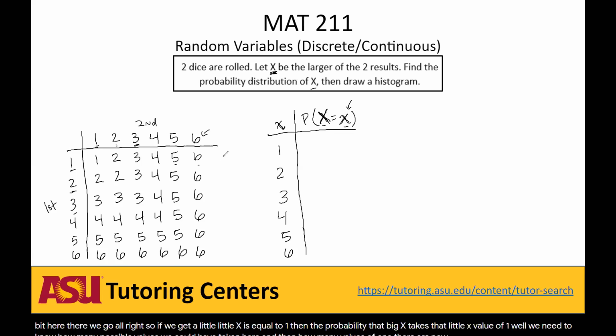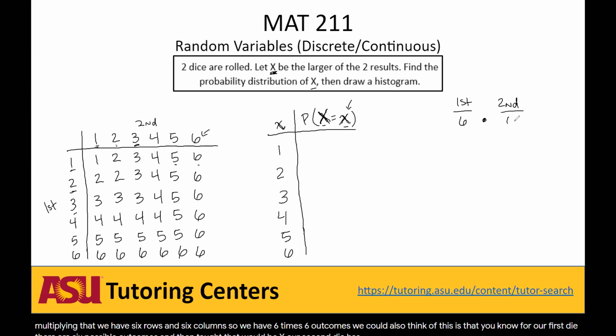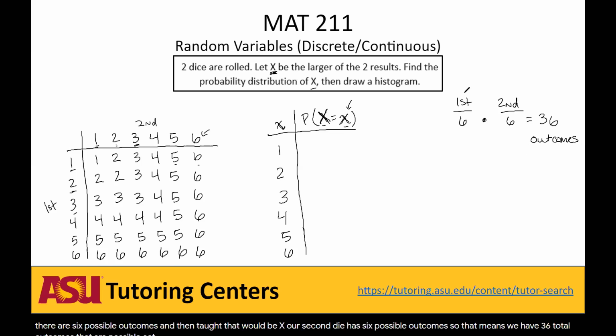Now, we can see from this table just by multiplying that we have 6 rows and 6 columns, so we have 6 times 6 outcomes. We could also think of this as, for our first die, there are 6 possible outcomes, and then our second die has 6 possible outcomes, so that means we have 36 total outcomes that are possible. But some of these are repeats. But that's just all the different combinations of the 2 different dice that would produce these outcomes.